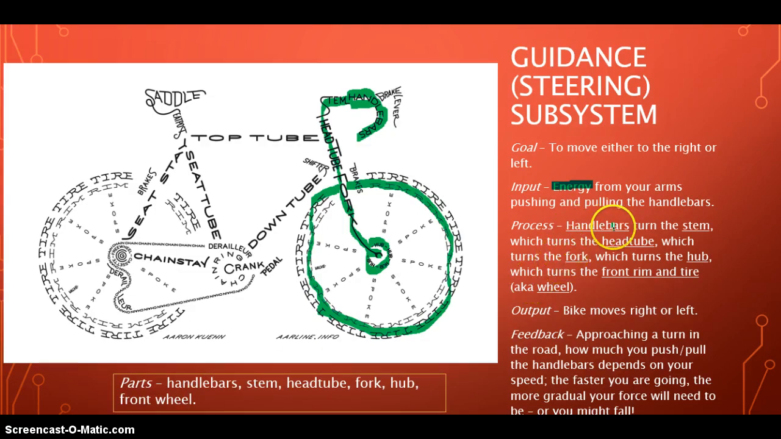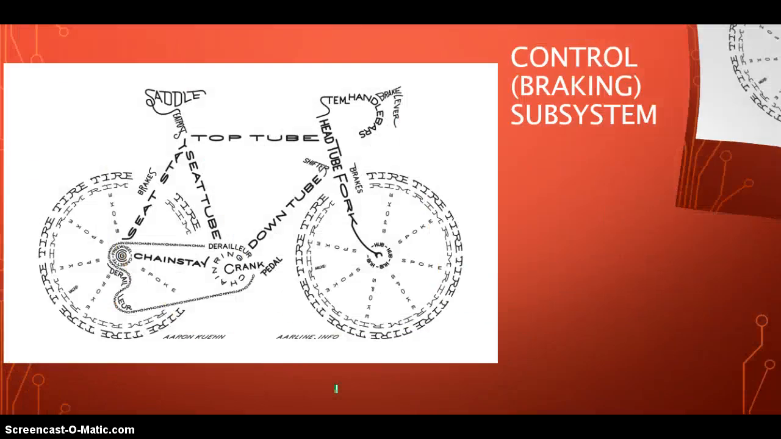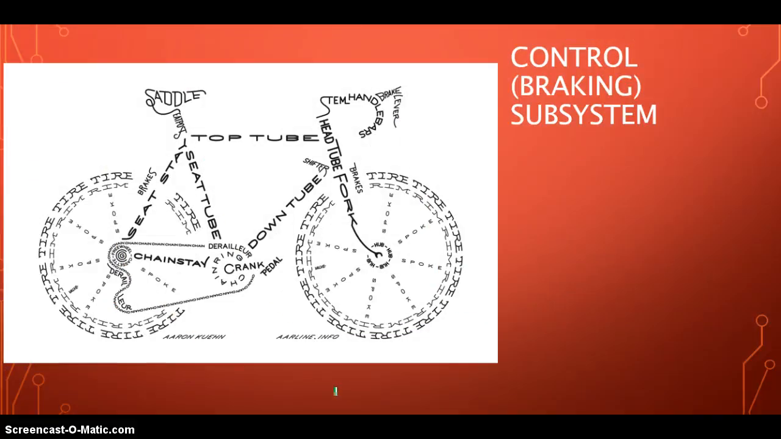So the parts, again, need to reflect what's going on in the process. The handlebars are here. The stem, good. Head tube, okay, we've got that covered. The fork, yep, it's included. The hub and the front wheel are all part of the process, so we are in good shape. Every part that's in our process has been listed in our parts section. All right, one more. Here is our control or braking system.